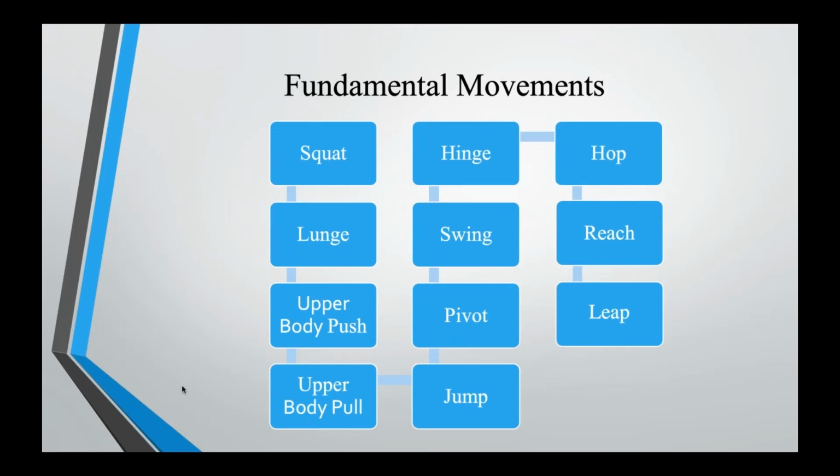And then our fundamental movements that we're going to utilize. We're going to squat. We're going to lunge. We're going to have an upper body push and pull. We're going to hinge. We're going to swing. We'll pivot. We'll jump. We'll hop. We'll reach. We'll leap. All of these movements you see in the game of basketball, just like you just saw in the video not too long ago, where that athlete was lunging.